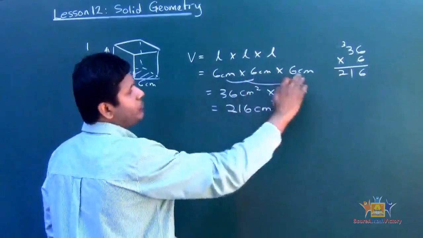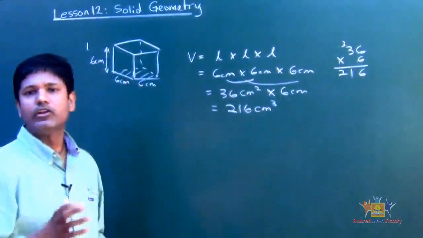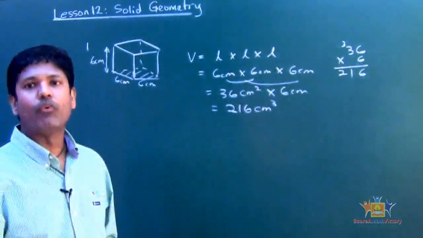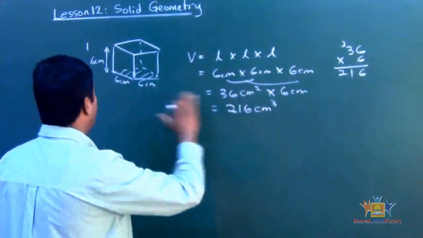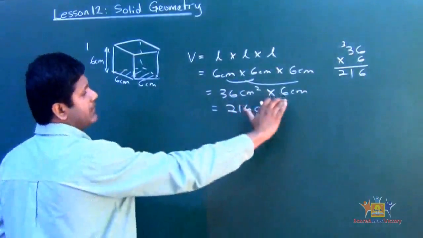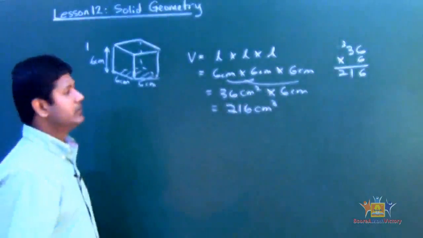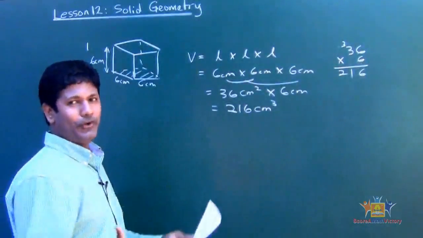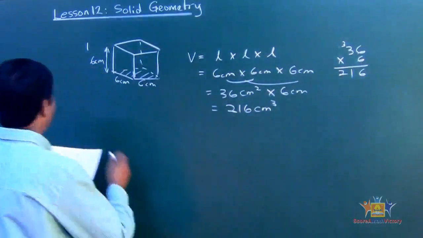Because when you multiply 3 times, you put 3. For volume is cube. Alright? For area is squared. Just like right there, we found the bottom surface area, which is 36 centimeters squared. And then we times it with the height, which is 6 centimeters, which gives you 216 centimeters cube. Okay, good. Let's do problem number 2.